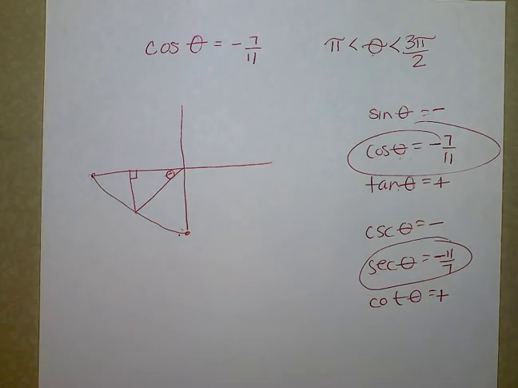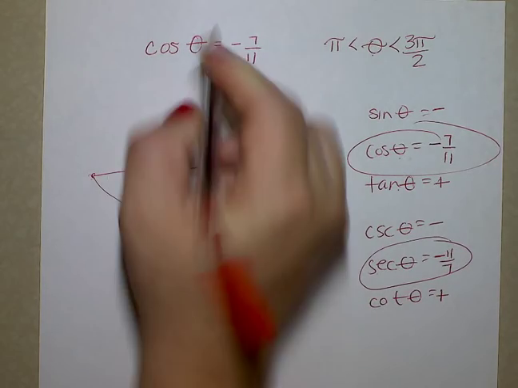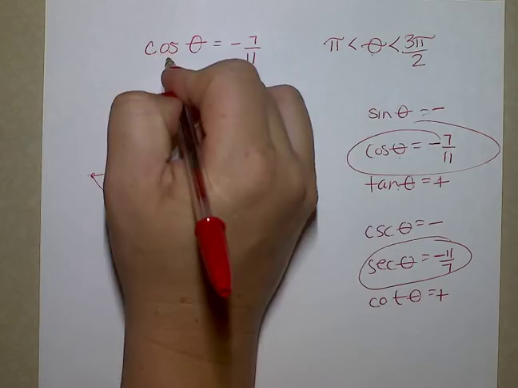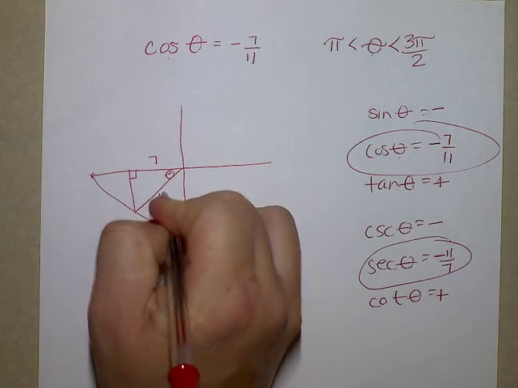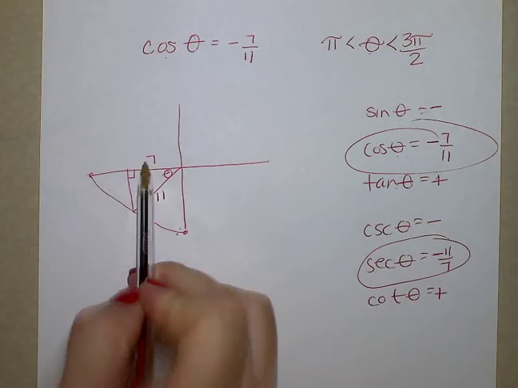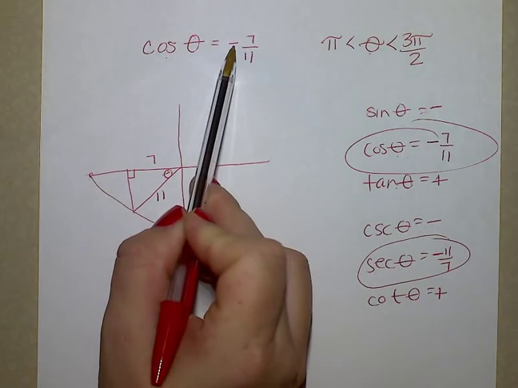Cosine means adjacent over hypotenuse. So the adjacent from this angle is 7, the hypotenuse is 11. We don't put a negative 7. That negative is just there because it identifies the quadrant.